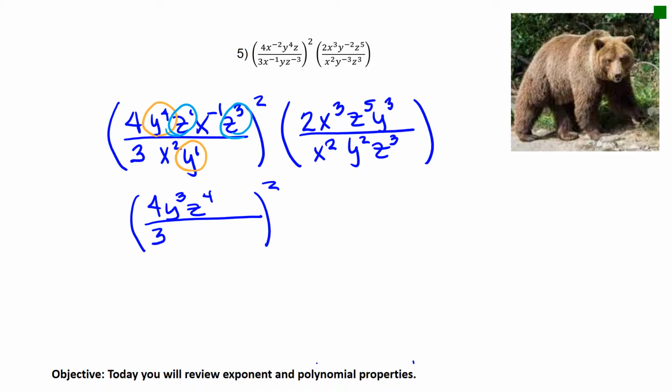And for the x's, oops, that x was supposed to be positive. I bet you said that when I moved it up there. Messed up. Whoopsie doodles. So I've got 1 x on top, 2 x's on the bottom, 1 x stays on the bottom.